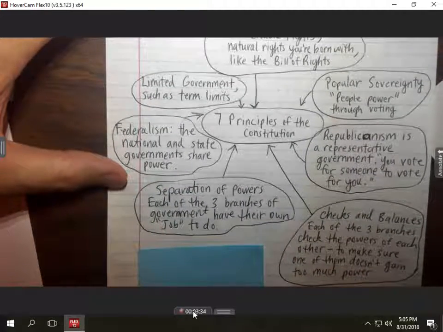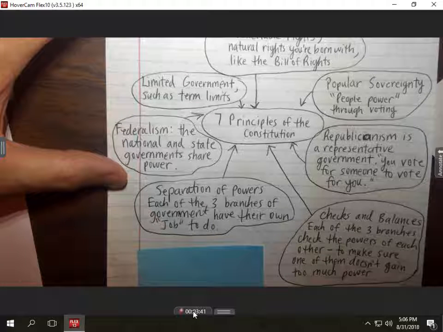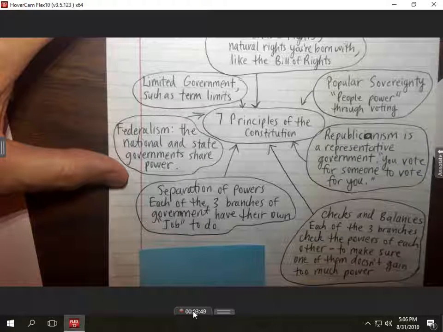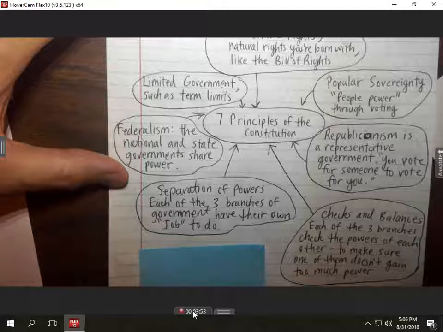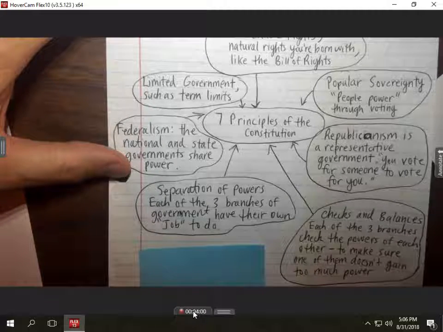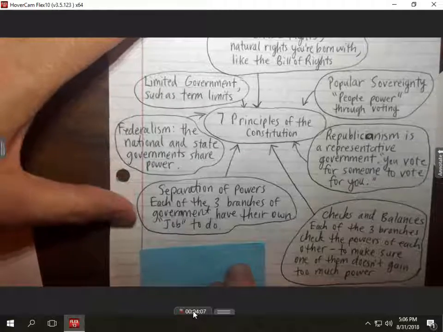And last, separation of powers. Each of the 3 branches of government has its own job to do. For example, when making laws, the Congress makes the laws. Okay, that's the legislative branch. The Supreme Court interprets the law. That's the judicial branch. And when it comes to laws, the president enforces the laws. So they each have their own jobs to do, and that's separation of powers. You can think of it as separation of jobs.